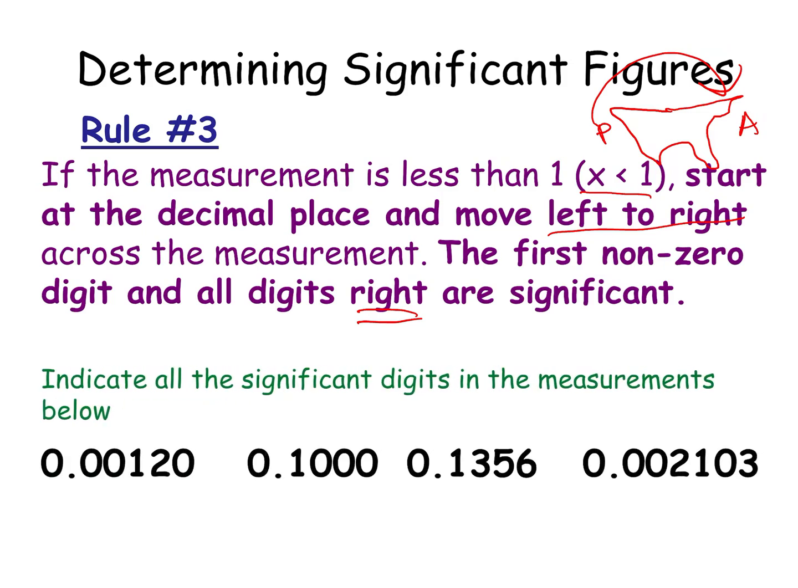So here are some numbers. The first number, you notice it is less than 1, so obviously it has a decimal place. So we start here at the decimal place, and we move this time to the right. First number, 0, doesn't count.